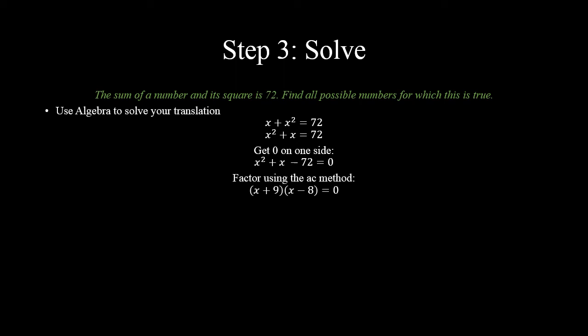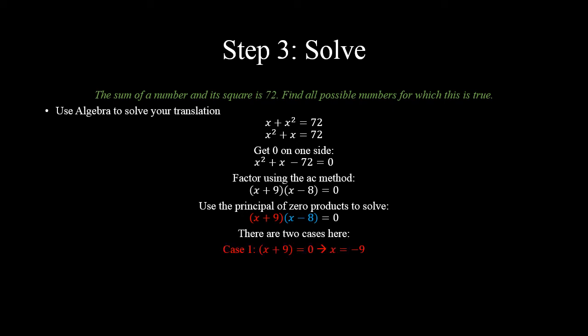Quantity x plus 9 times quantity x minus 8 equals 0. I can use the principle of zero products to solve. If I have two factors being multiplied together to equal 0, well then one of those factors must be 0. So let's look at our first factor, x plus 9 equaling 0. In that case, x would have to be negative 9. In our second case, we have quantity x minus 8 equaling 0, our second factor. If that were the case, x would have to be 8, which leaves us with the solution that x equals negative 9 and 8. So we arrived at two solutions when we solved this algebraically.